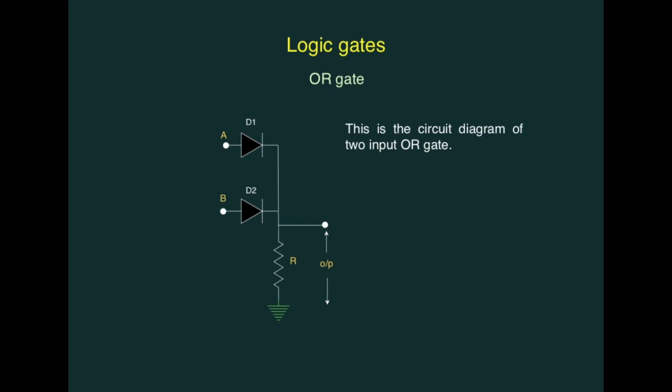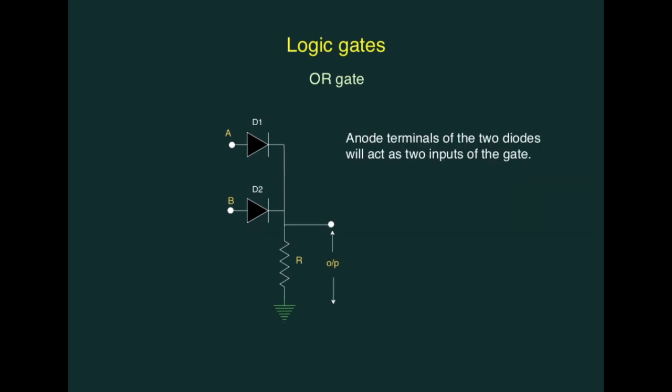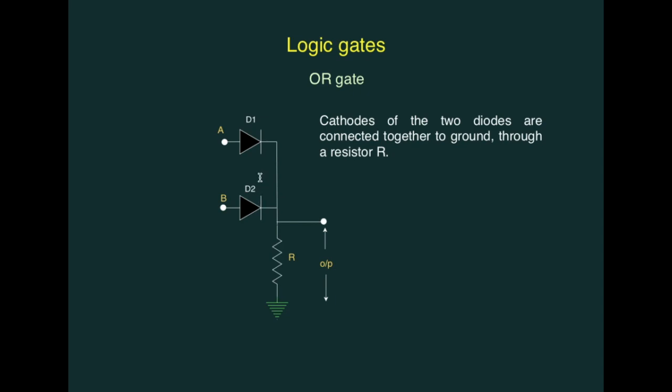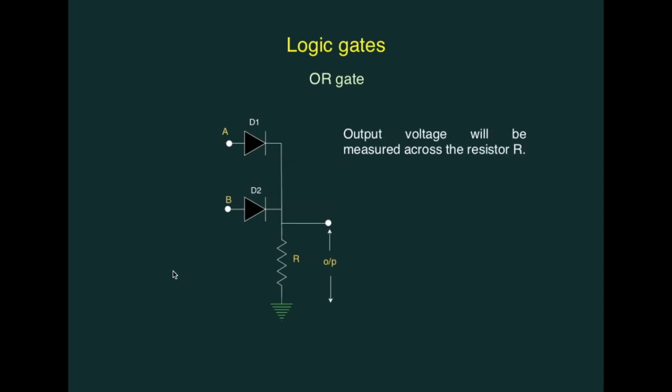This is the circuit diagram of two input OR gate. Here we have used two diodes D1 and D2. Anodes of the two diodes, that is terminal A and B, will be the two inputs of the OR gate. Cathodes of the two diodes are connected together to ground through this resistor R, and output voltage will be measured across this resistor R.